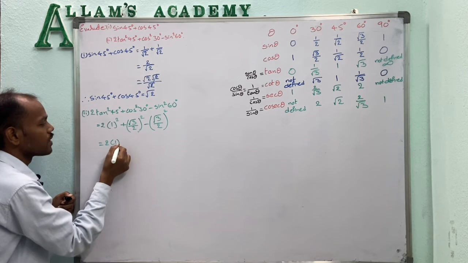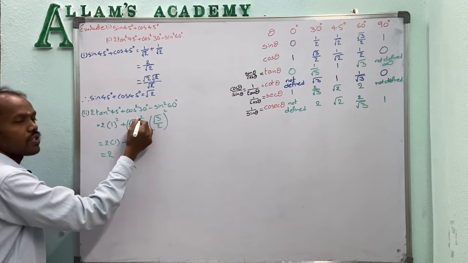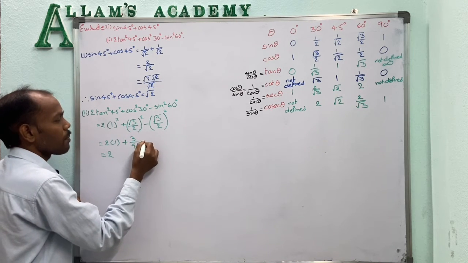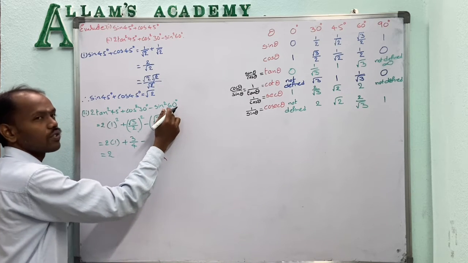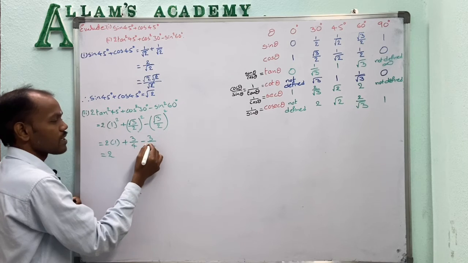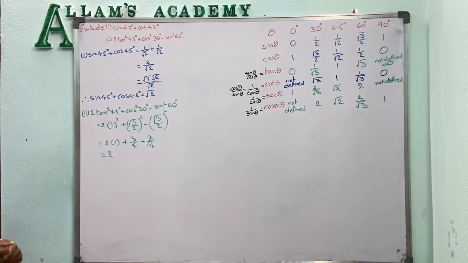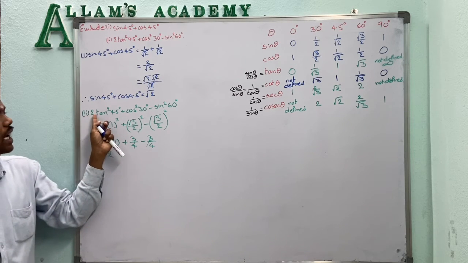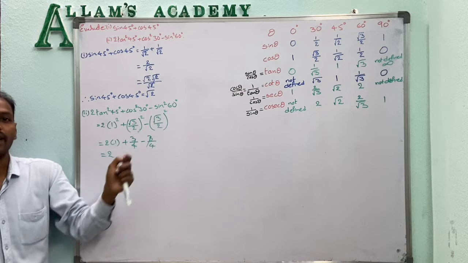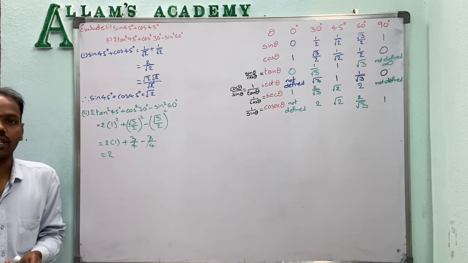So 1 square means 1. So 2 into 1 is 2, plus root 3 by 2 whole square, that means 3 by 4, minus root 3 by 2 whole square, here also 3 by 4. So plus 3 by 4 minus 3 by 4 gets cancelled, that equals 2. So the value of 2 tan square 45 degrees plus cos square 30 degrees minus sin square 60 degrees equals 2. Okay.